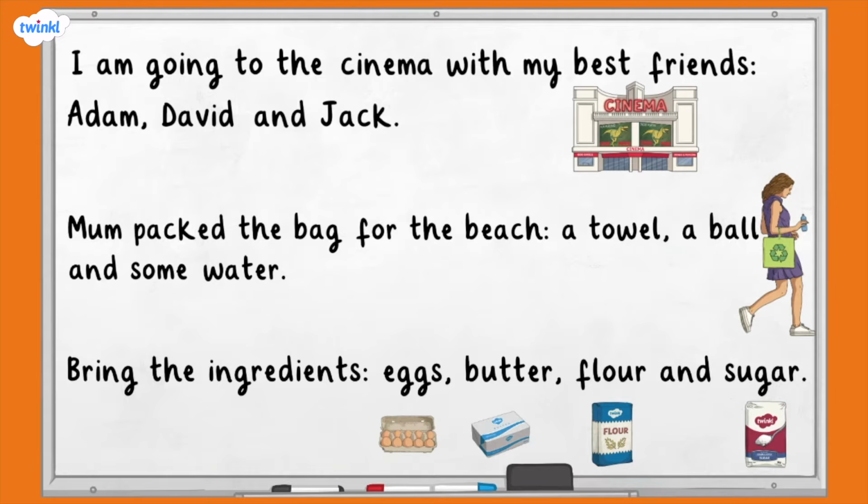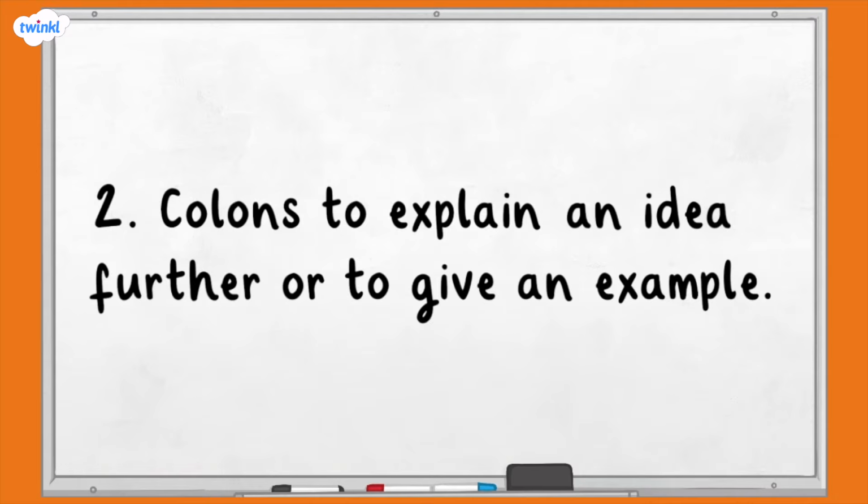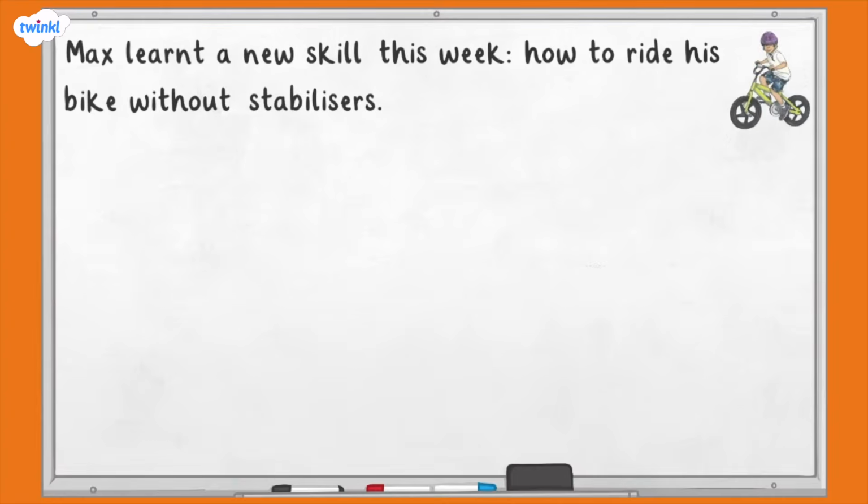Although a colon looks like two full stops, the letter after it is always lowercase, unless the next word is a proper noun. You can see in all three examples that the clause before the colon makes sense on its own. The second way we can use colons in our writing is to explain an idea further or to give an example. For example: Max learnt a new skill this week: how to ride his bike without stabilisers.